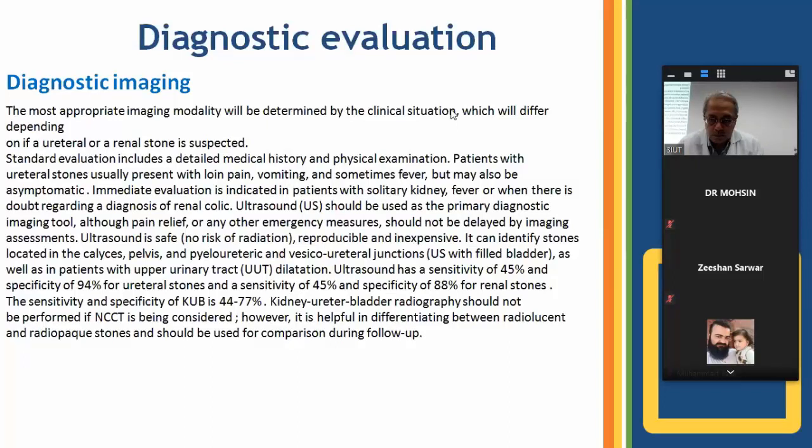Ultrasound has a sensitivity of 45% and specificity of 94% for ureter stones, and sensitivity of 45% and specificity of 88% for renal stones. The sensitivity and specificity of KUB is 44 to 77%. Kidney ureter bladder radiography should not be performed if non-contrast CT is being considered. However, it is helpful in differentiating between radiolucent and radiopaque stones and should be used for comparison during follow-up.